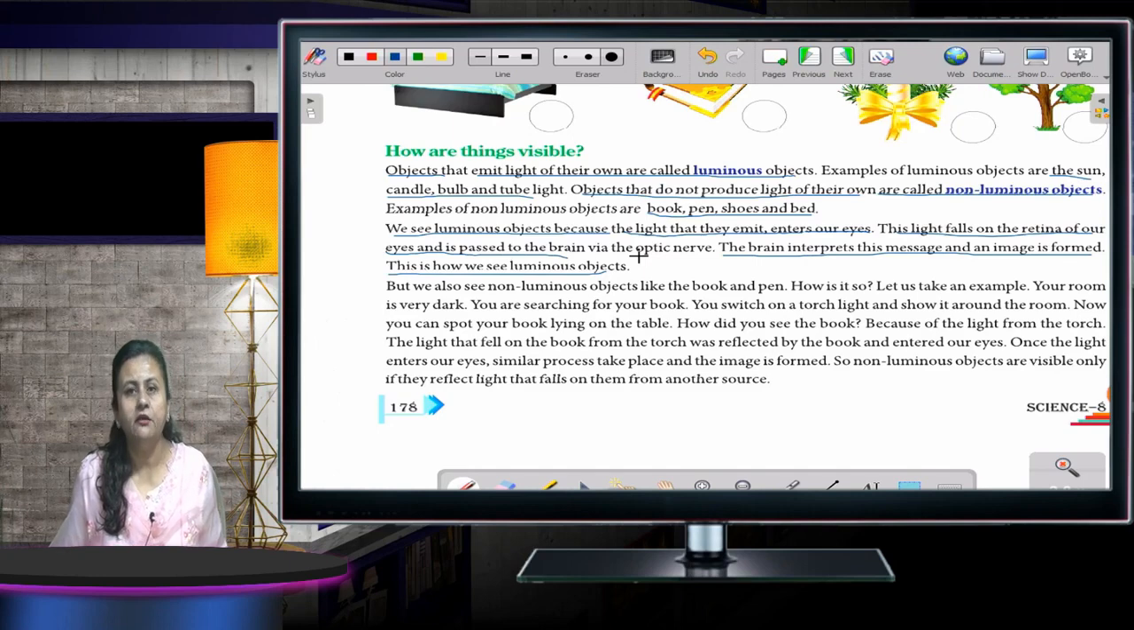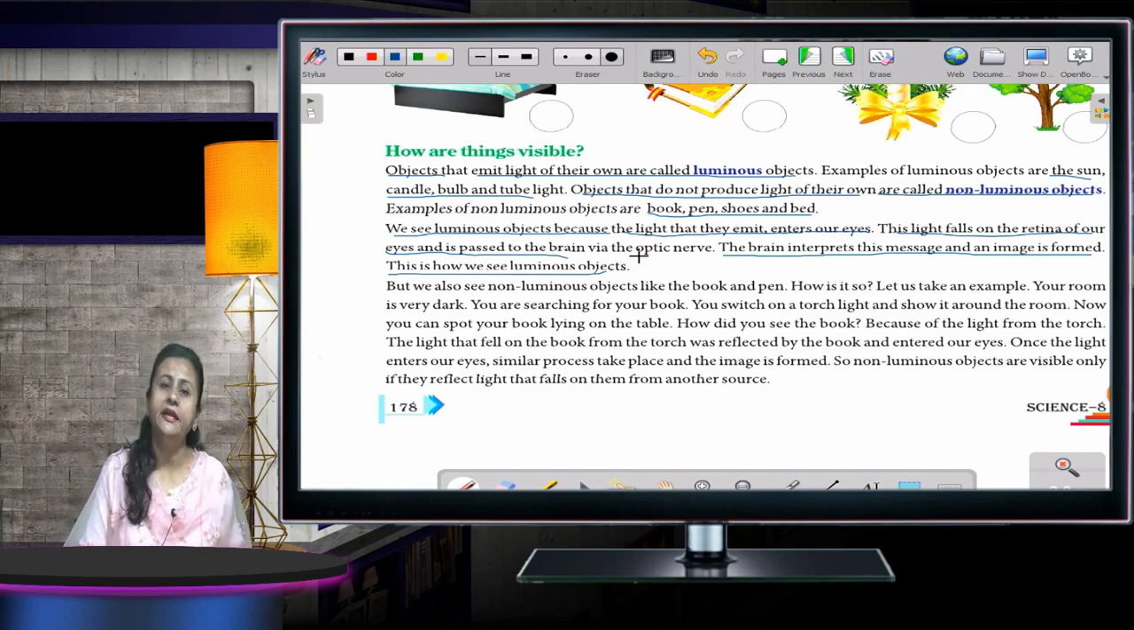But we are able to see non-luminous objects also. Like you have a book, you are able to see it. Why is it like that? Because the light is falling on it and the light which is falling on it is getting reflected back to your retina again. Now when it is falling back on your retina, the brain interprets it and an image is formed.